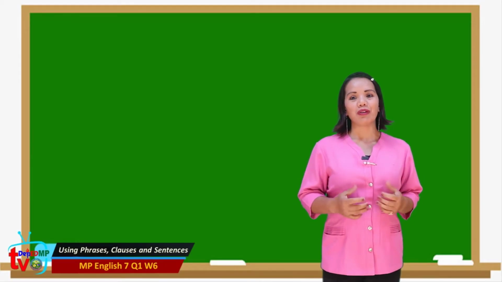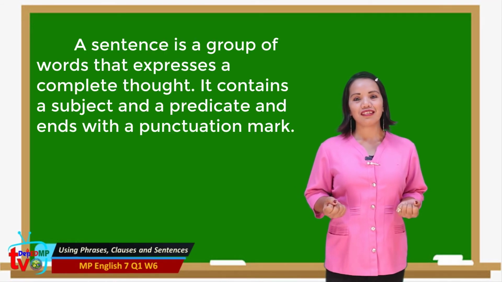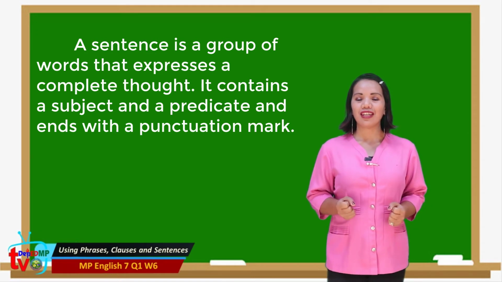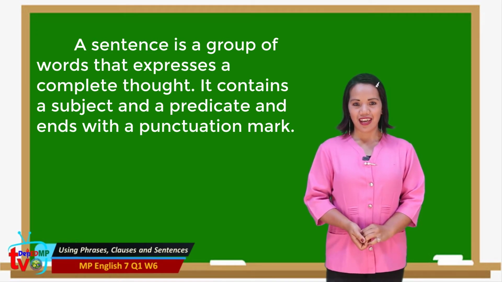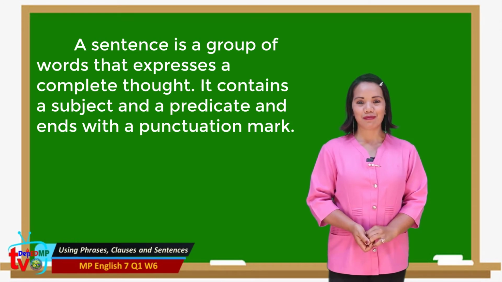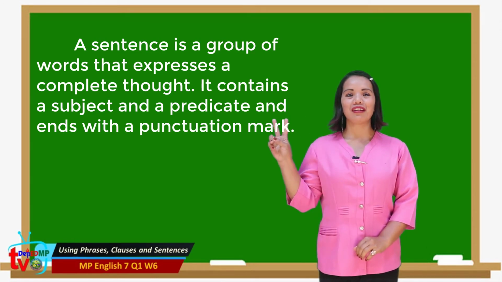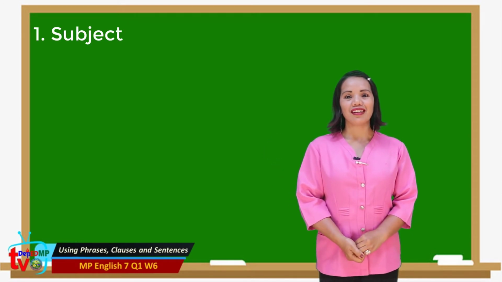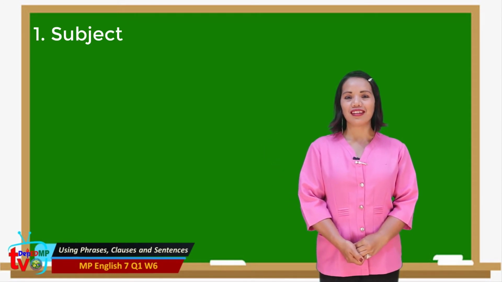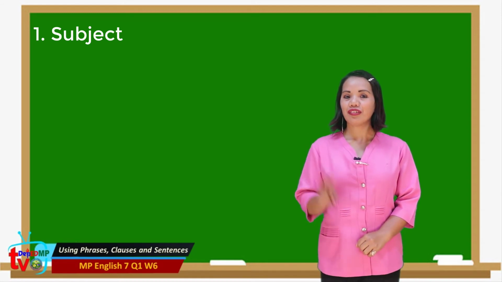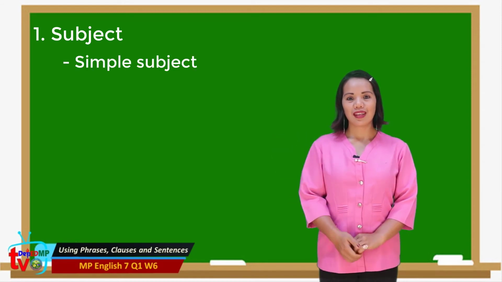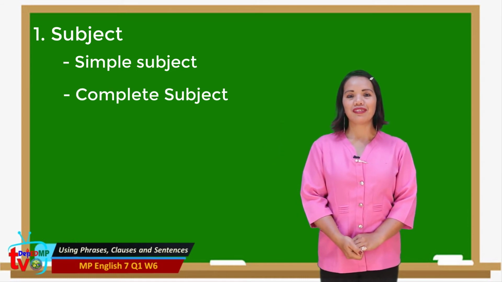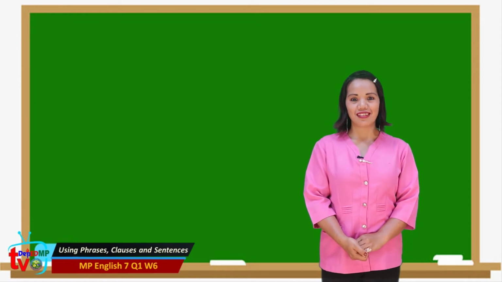Now let's talk about sentence. A sentence is a group of words that expresses a complete thought. It contains a subject and a predicate and ends with a punctuation mark. A sentence has two basic parts. First is the subject. The subject of a sentence names whom or what the sentence is about. It has two types: the simple subject, and second, the complete subject, which includes all the words in the subject of a sentence.